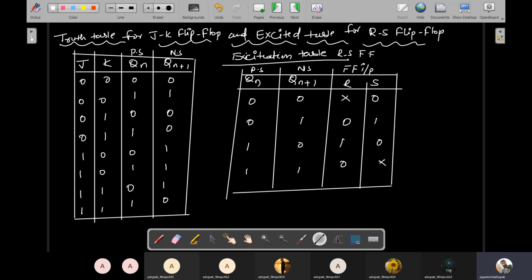Okay, so this is your excitation table. Using this excitation table, the truth table of JK flip-flop, and the excitation table of RS flip-flop, we can write the conversion table for SR flip-flop to JK flip-flop. So next we want to explain the conversion table for SR flip-flop to JK flip-flop. I'll move to the next page.